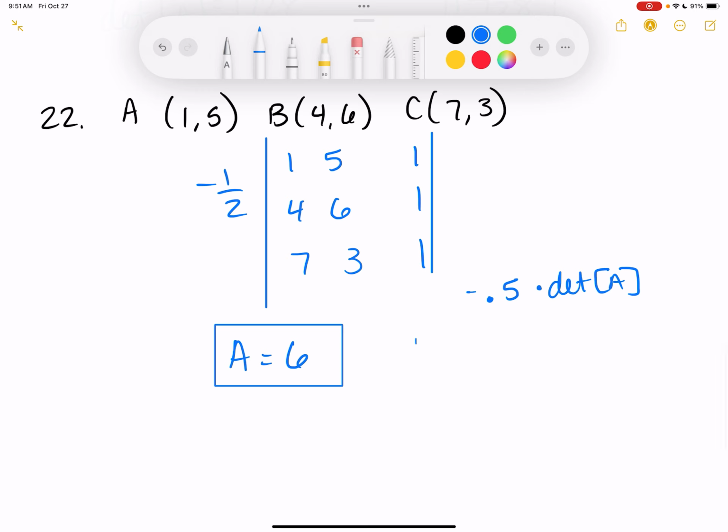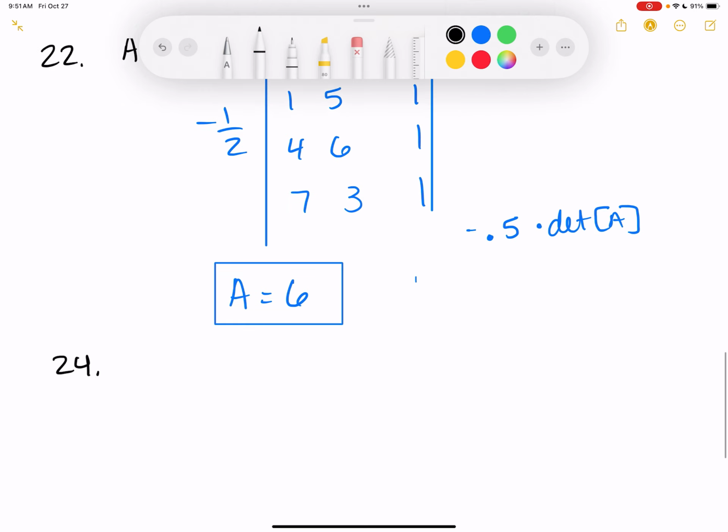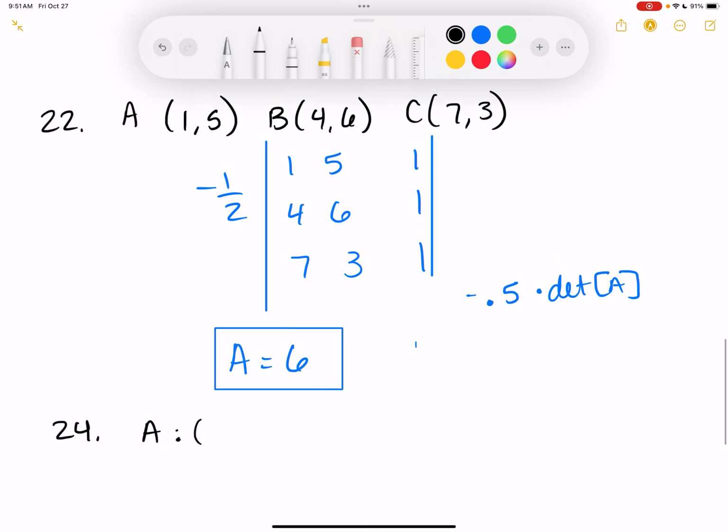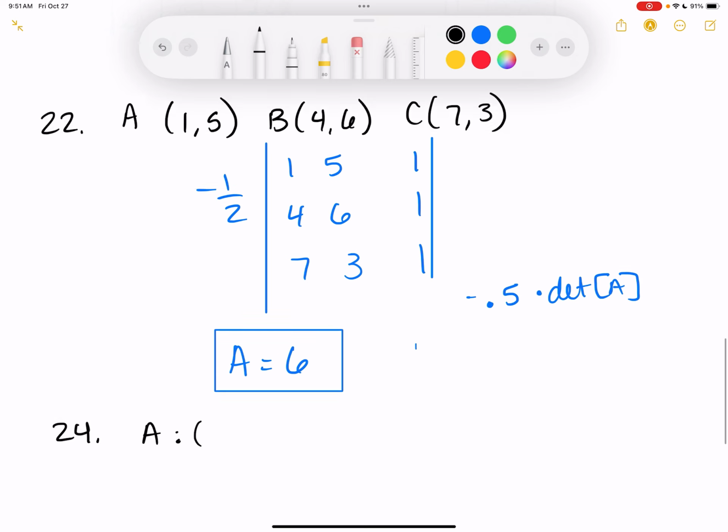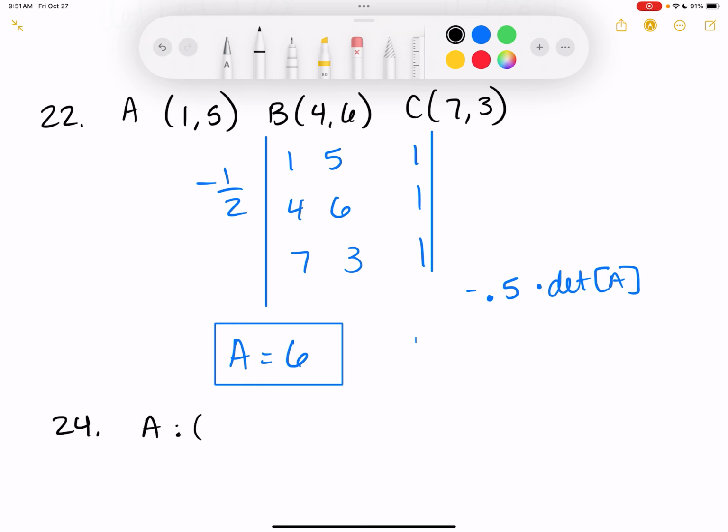All right, try 24 by yourself, and then we'll be done. Wait, you should go back up real quick. So, 5, 4, 6, 1. Okay, so basically it's whatever the coordinate is, and then 1 is in the last column. So your last column should all be 1s. So A is 5, negative 4. B is 6, 3. And C is 8, negative 1.